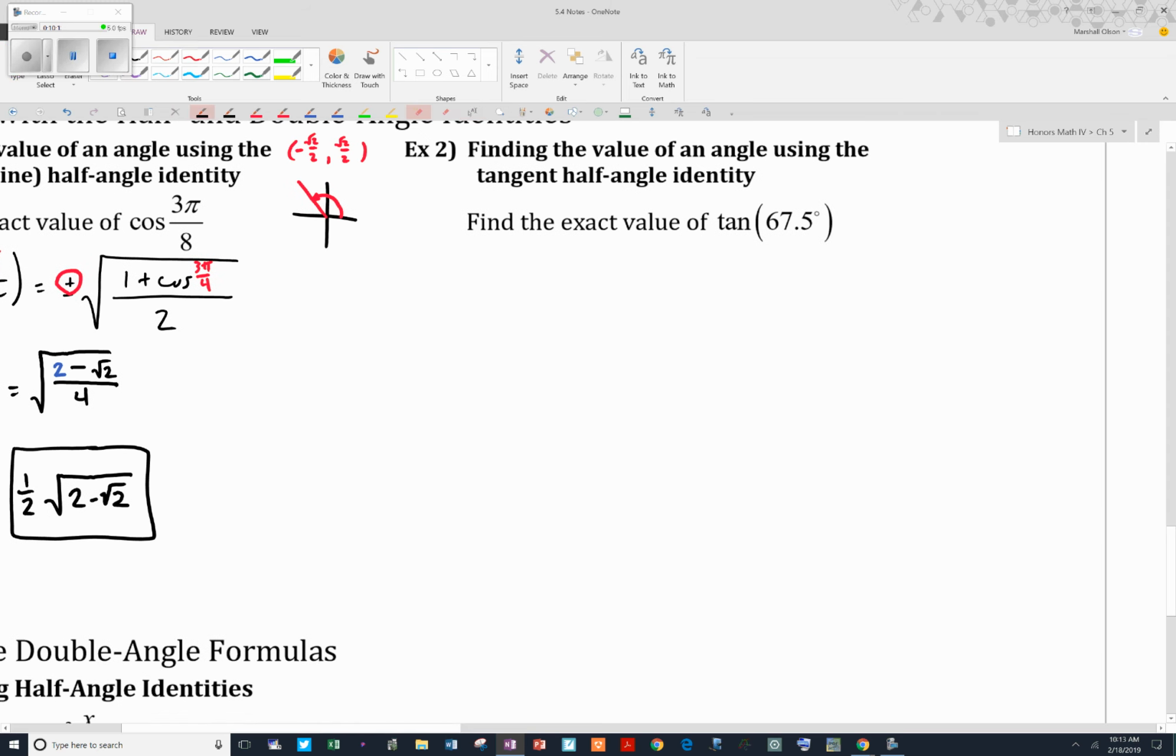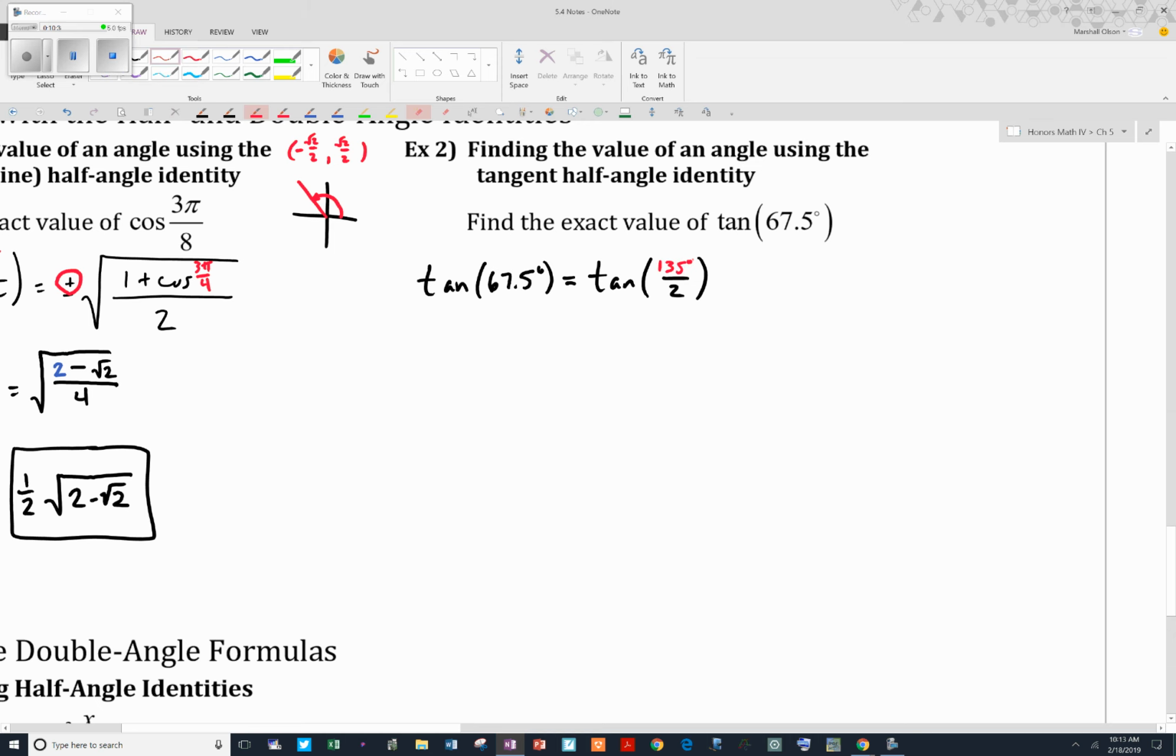Okay, the next problem here, tangent of 67.5 degrees. We need to figure out what we can divide by 2 to get 67.5. So to do that, you multiply 67.5 by 2 to figure out what goes up in the numerator. Well, that would be 135.